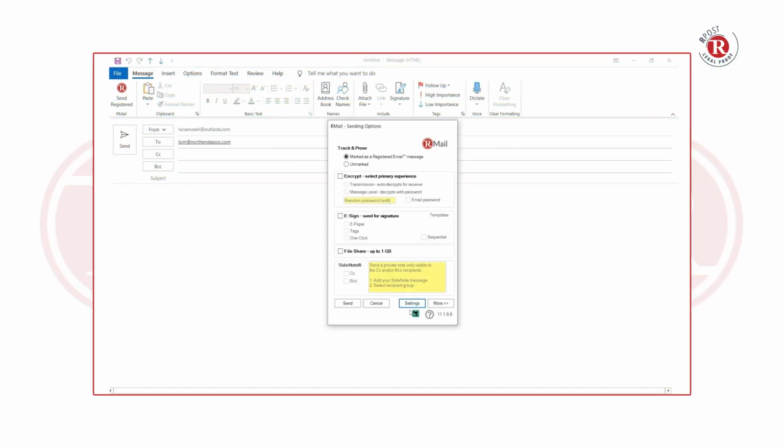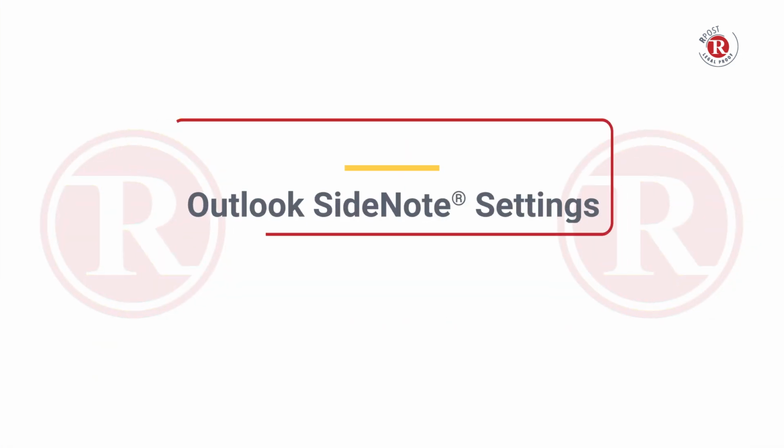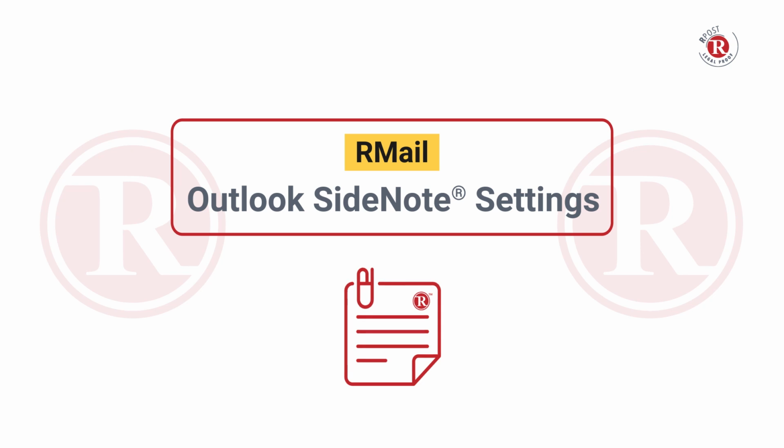The RMail app for Microsoft Outlook allows you to send emails using the RMail Track and Prove, Encrypt, eSign, File Share, and other features. In this video, we will review the RMail SideNote setting in the RMail app for Microsoft Outlook.